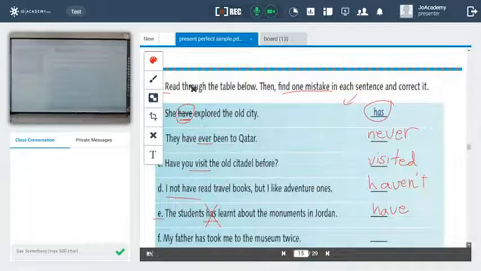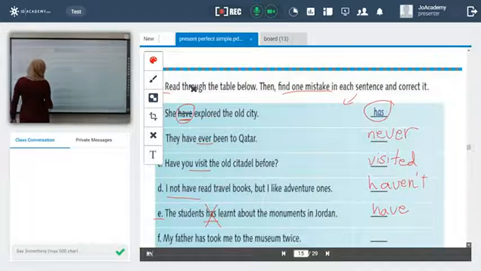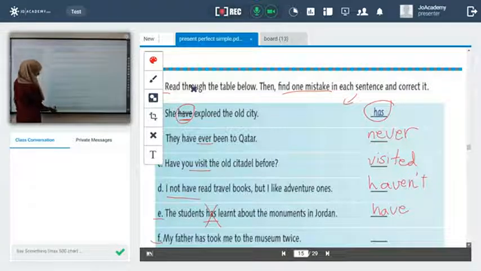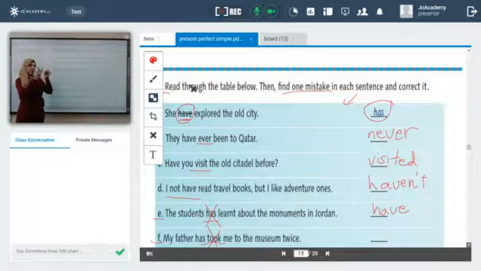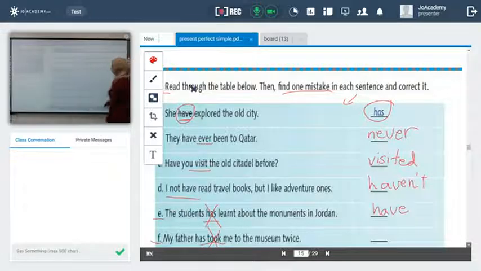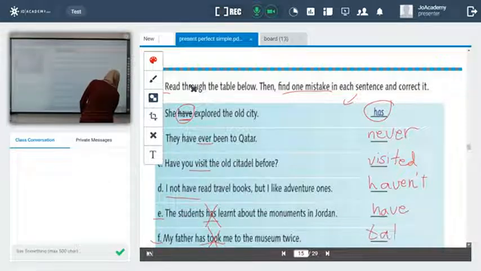And the last sentence is F. My father has took me to the museum twice. Where is the mistake? Very good. It is took. Can we say my father has took? We say take, took, and taken. So the past participle verb here is taken. So we write taken.